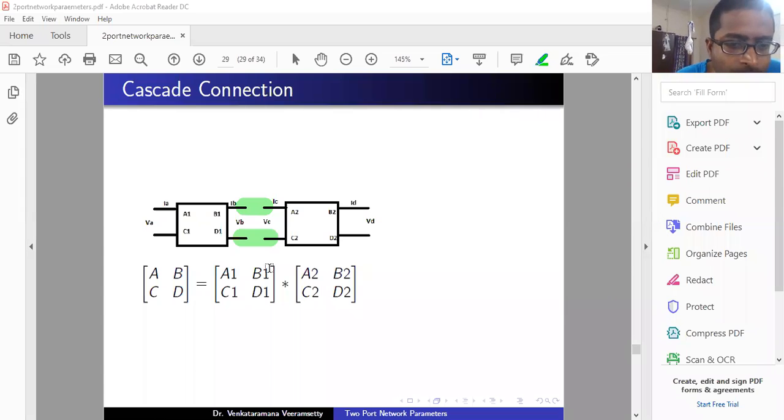See, A1, B1, C1, D1 are the ABCD parameters of the first two-port network. A2, B2, C2 are the ABCD parameters of the second.